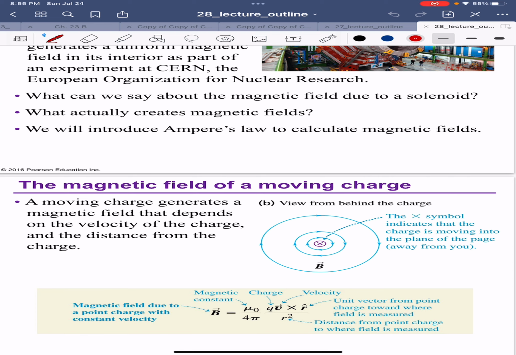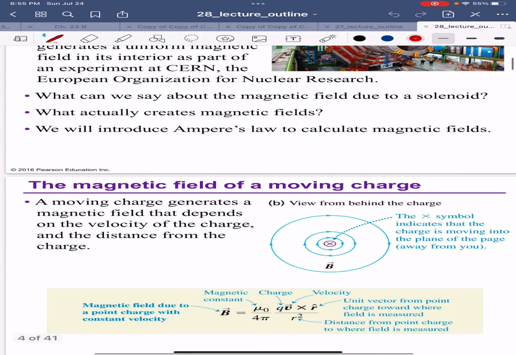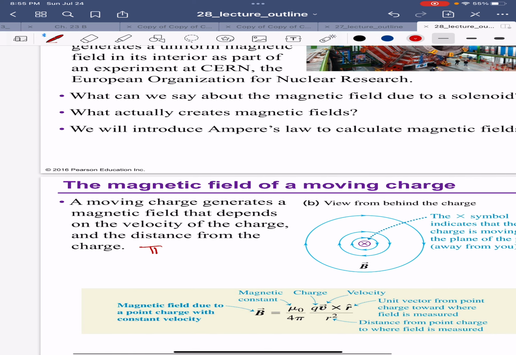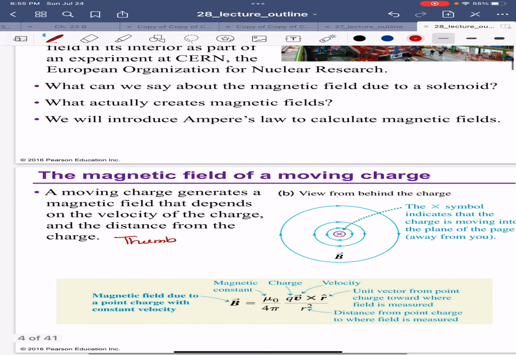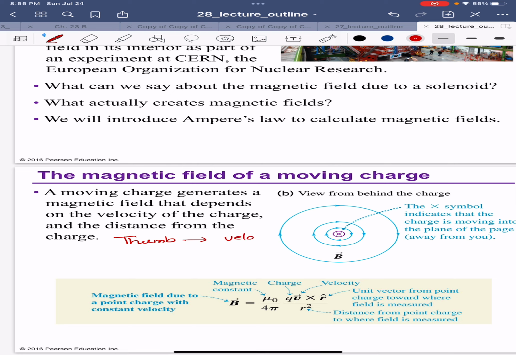And we can use the right hand rule again for calculation of the direction of the magnetic field. Now I will say the thumb is going to be the direction of the velocity, and then curl the fingers, they are going to give you B.